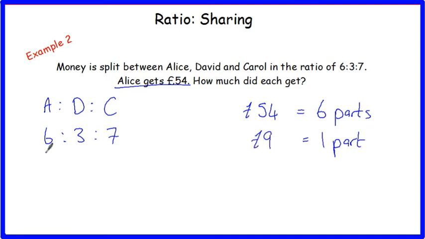How much do each get? Well, I know this one is already 54. 3 times 9 is 27, and 7 times 9 is 63.